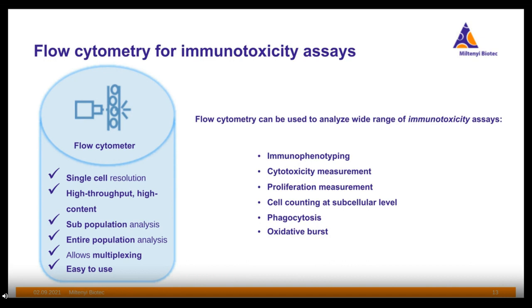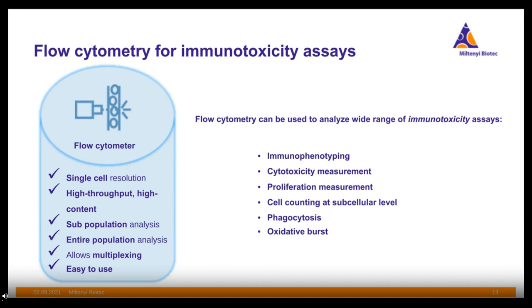Some of you are already aware that, of course, this tool offers you a single cell resolution. One can perform assays in a higher throughput, also obtaining higher content. You can zoom within the subpopulation and get more in-depth data out of your experiment. Of course, one can analyze the entire population of cells in a higher throughput, and this tool also allows you to multiplex, and compared to some other available technology, it can also be easy.